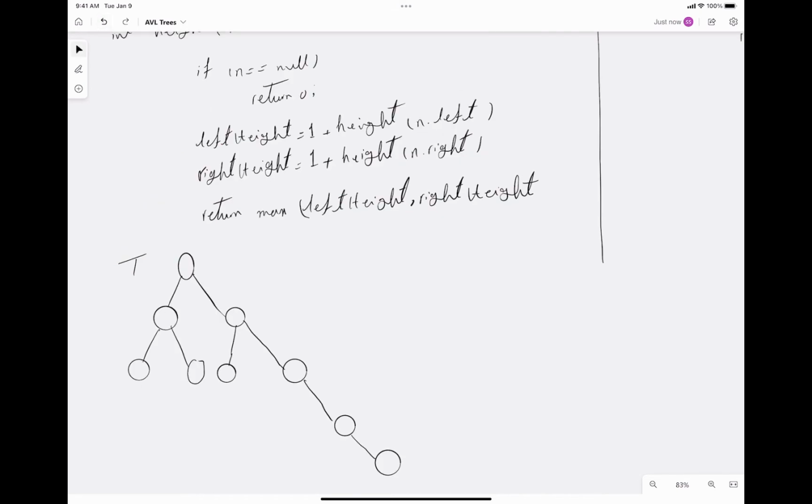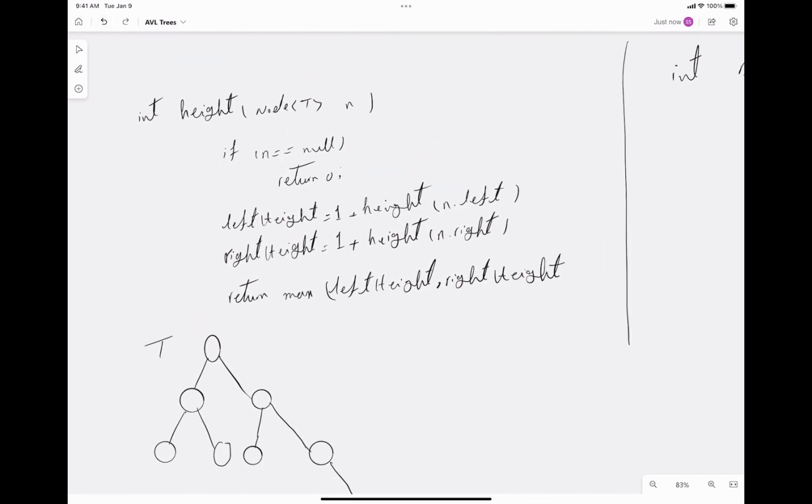Now let's take a look at how we can actually calculate the balance factor. In order to calculate the balance factor, we need to calculate the height of the root's left subtree and its right subtree as well. So here is the pseudocode, very similar to the actual Java code, of how we can recursively calculate the height of a node. Assuming we take the node n as a parameter, we're going to return an integer which is the height of that node.